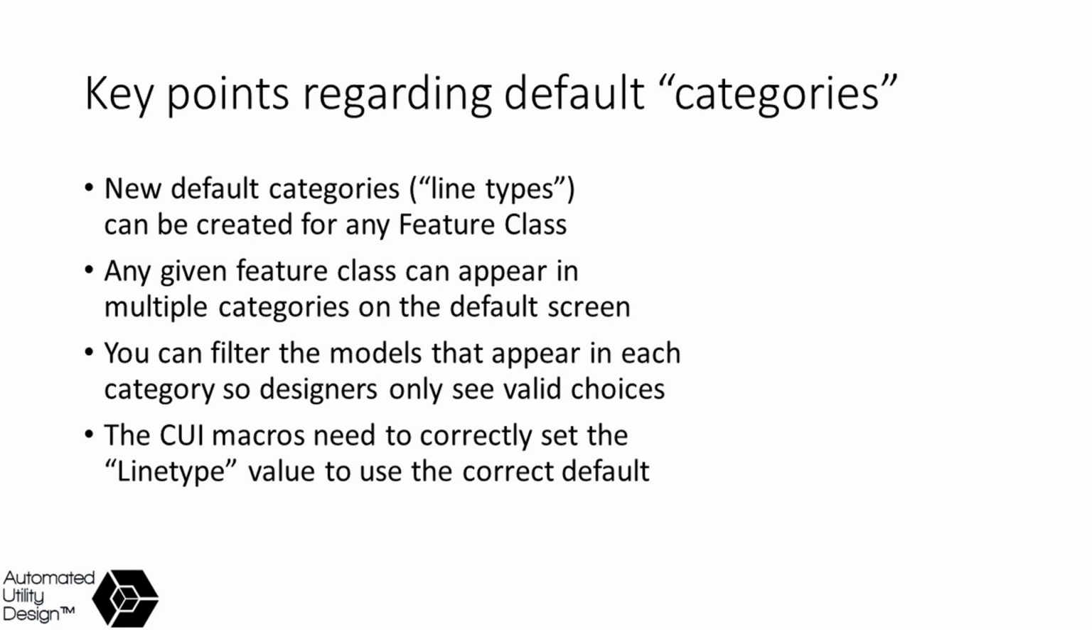Let's summarize what's been covered in this video. First, new default categories, which internally are known as line types, can be created for any feature class. Any given feature class can then appear in multiple categories on the default pull-down screen. You can filter the models that appear in each category so that designers only see valid choices for that category. And finally, the CUI macros, whether they be for toolbars or ribbons or whatever, need to correctly set the line type value in order to use the correct default.